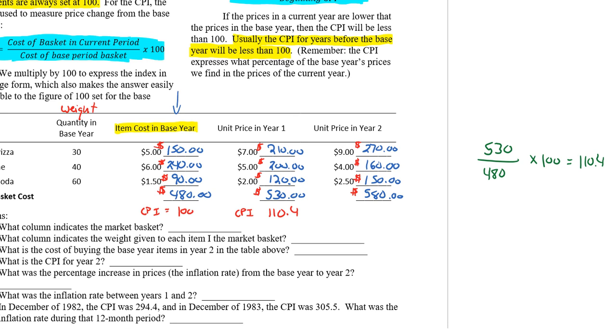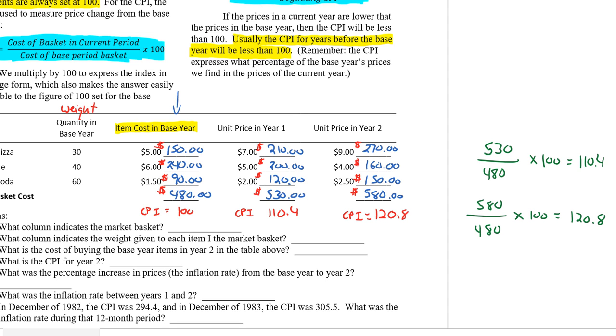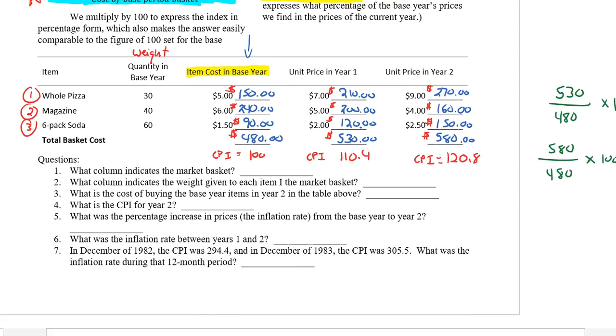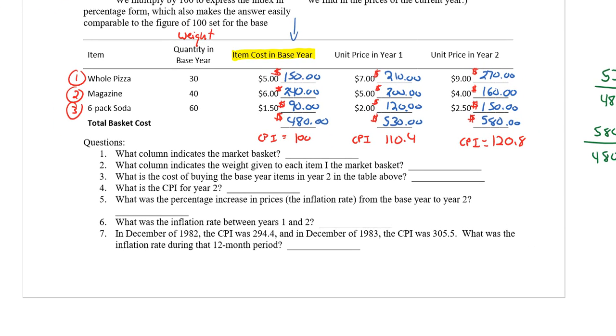I'll do it again for year number 2, and I'll do this on the side. My CPI for year 2 will be 580 divided by the base period's basket price, which was 480. And I'm going to multiply that by 100, and I'm going to get 120.8. That will equal 120.8. So I now have my 3 CPIs. So my CPI will equal 120.8.